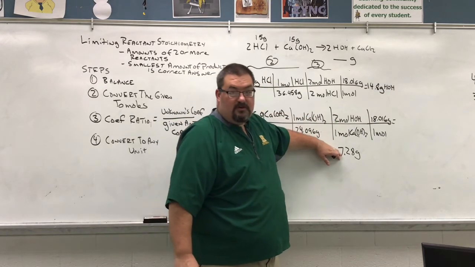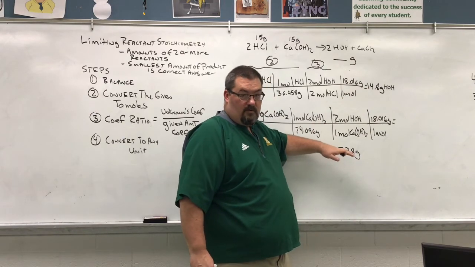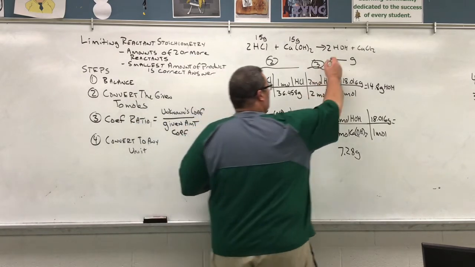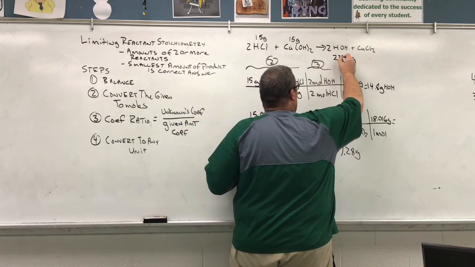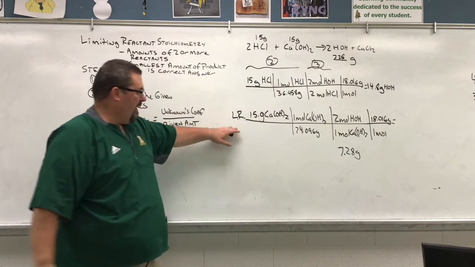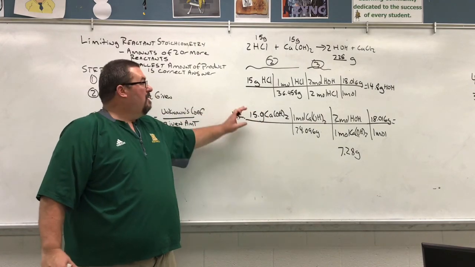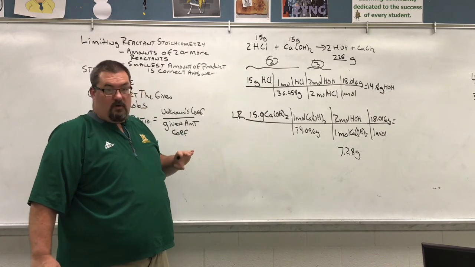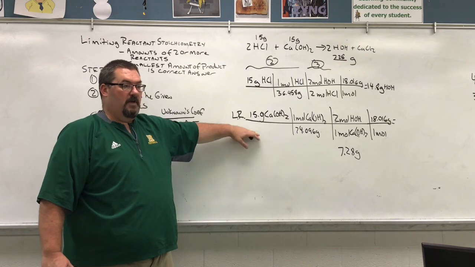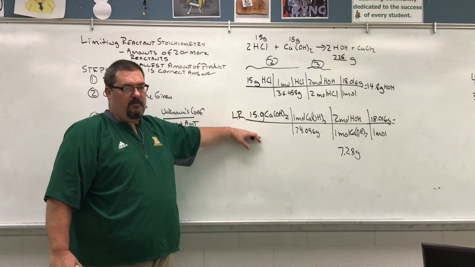So 7.28 is smaller than 14.8. So calcium hydroxide is my limiting reactant. It gives me my smaller answer. So this is 7.28, and then I would put an LR for limiting reactant by the calcium hydroxide, so I know what my limiting reactant is. Then if I wanted to find the calcium chloride amount, I would use my limiting reactant now to find everything, because this is what's going to run out first. This is what determines everything about this reaction.